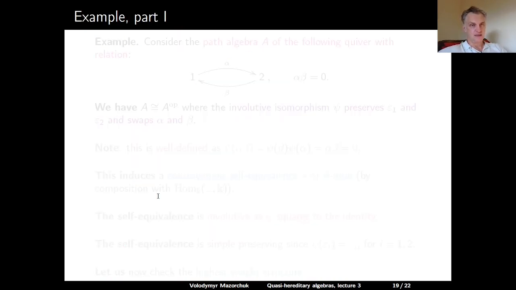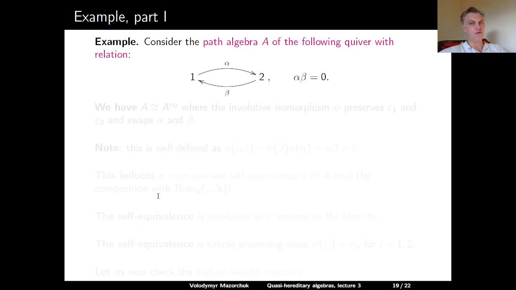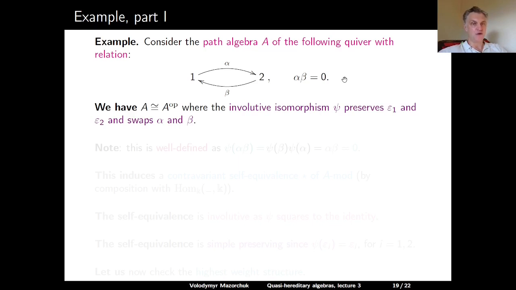Let us here discuss one such example. Consider the path algebra A of the following quiver. We have two vertices, 1 and 2, and two arrows, alpha from 1 to 2, and beta from 2 to 1. And we also have the relation that alpha after beta is equal to 0. So here, the algebra A is obviously isomorphic to the opposite algebra, where the involutive isomorphism psi preserves the trivial paths both at 1 and at 2 and swaps alpha and beta. Note that this is well defined because of the following computation. If we apply psi to our relation alpha beta, then this is equal to psi of beta after psi of alpha.